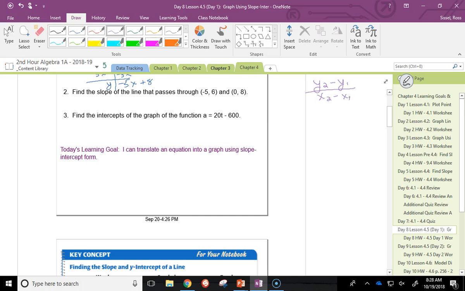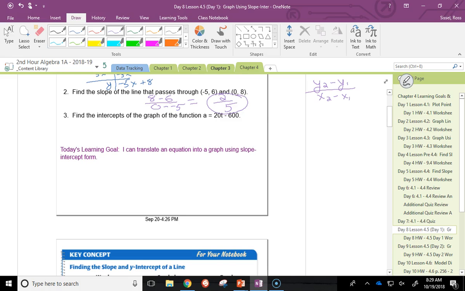So we're going to go ahead and put them in here. 8 minus 6 all over 0 minus negative 5. 8 minus 6 is 2. 0 minus negative 5 is? Good. Let's see if anyone got it wrong. It is a whole 5. We're minusing a negative, which means adding a positive.